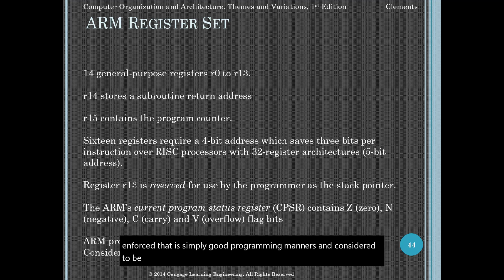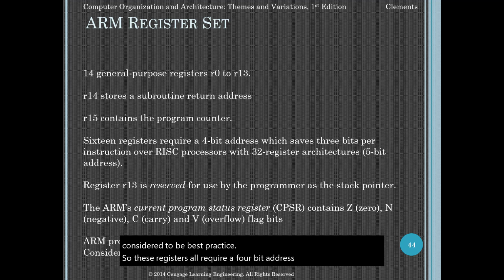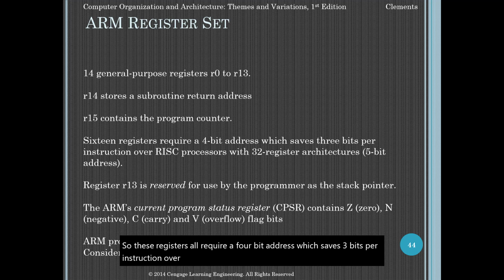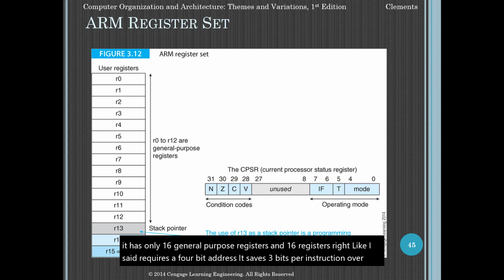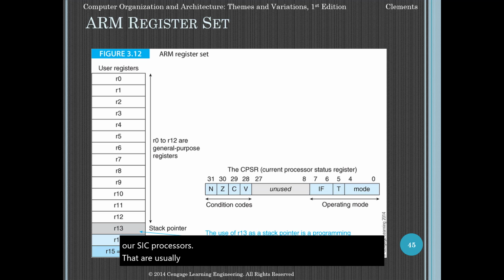These registers all require a 4-bit address, which saves 3 bits per instruction over RISC processors with 32-register architectures, which need a 5-bit address. This makes the ARM a little unusual for a RISC processor because it has only 16 general purpose registers, and 16 registers, like I said, requires a 4-bit address. It saves 3 bits per instruction over RISC processors that usually use that 5-bit address. This approach allows the ARM to have a richer instruction set than some other RISC processors.